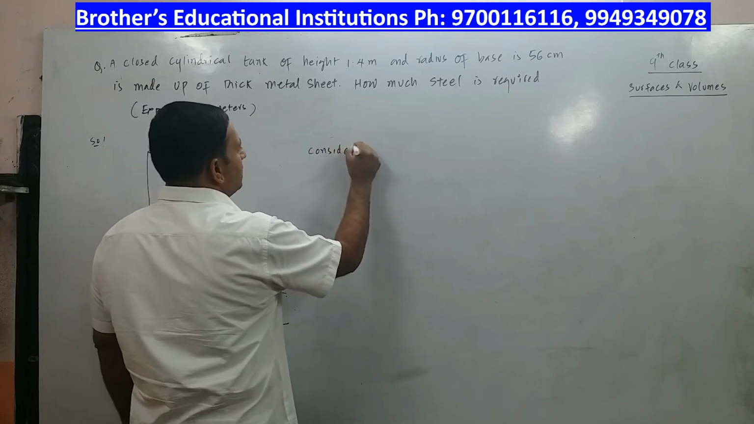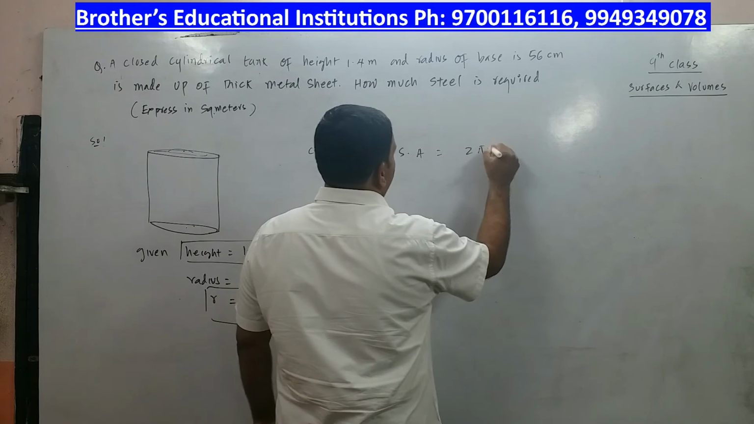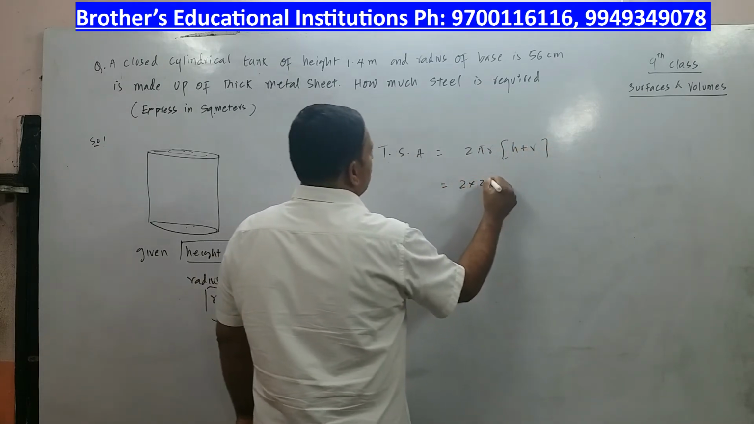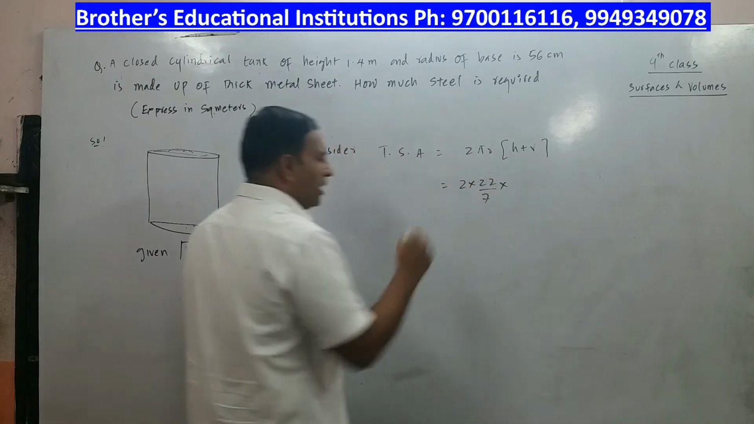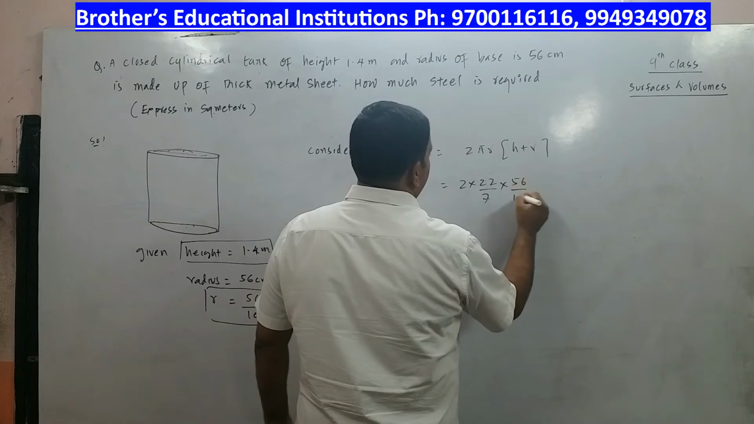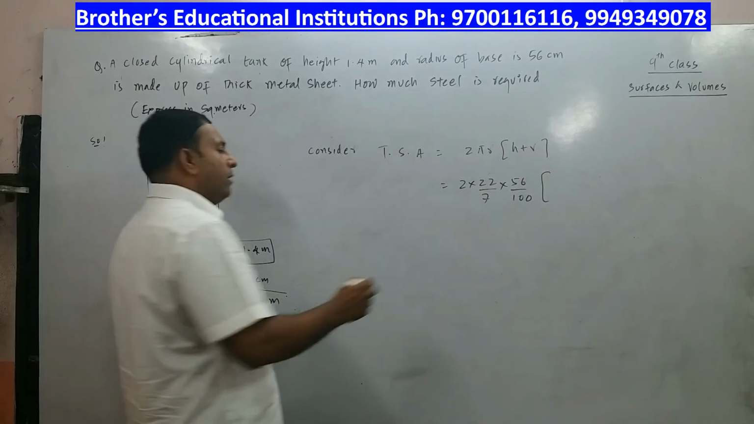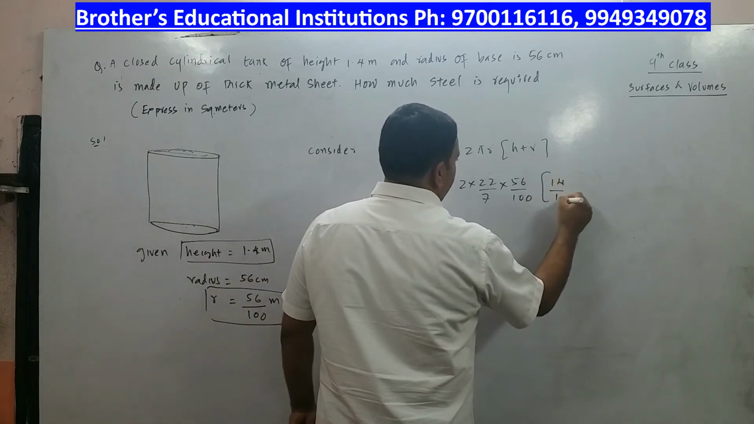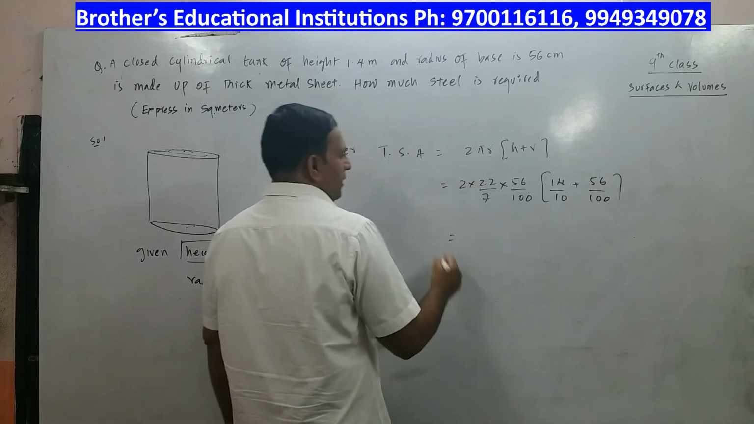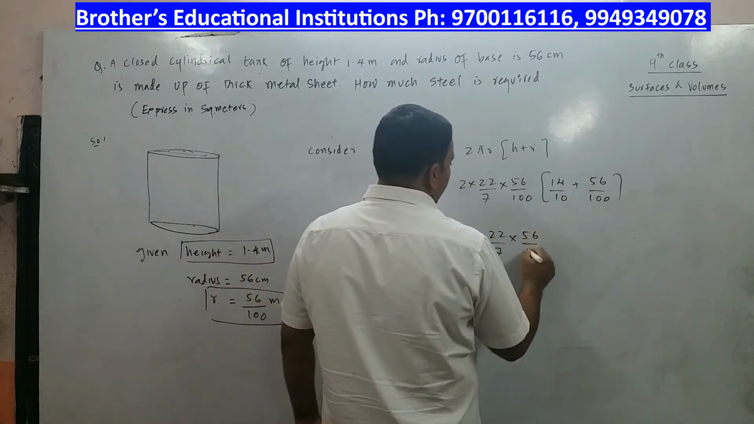total surface area. Consider the total surface area of the cylinder. The formula is 2 pi r into h plus r. So it is 2 into 22 upon 7 into r. What is the radius? Radius is 56 by 100, into h plus r. What is the h value? 1.4. 1.4 can be written as 14 by 10 plus 56 by 100. Now let us take the LCM. 2 into 22 upon 7 into 56 by 100.